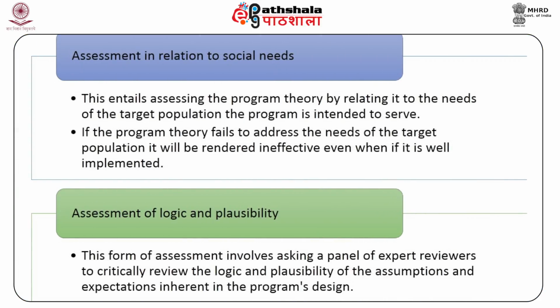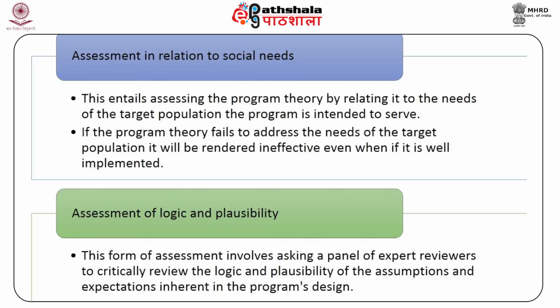Rossi, Lipsey, and Freeman suggest 4 approaches and procedures that can be used to assess the program theory. Now, these approaches are: number 1, assessment in relation to social needs. This entails assessing the program theory by relating it to the needs of the target population the program is intended to serve. If program theory fails to address the needs of the target population, it will be rendered ineffective even if it is well implemented.